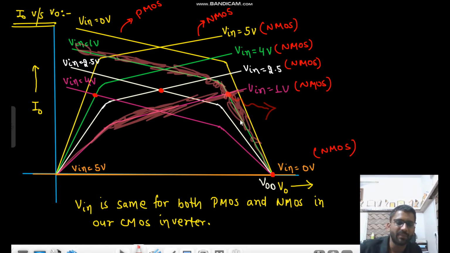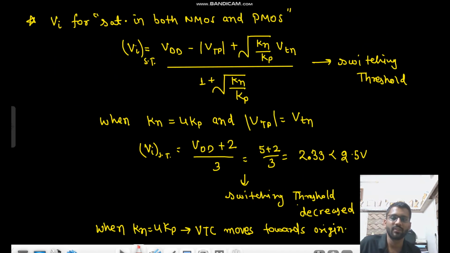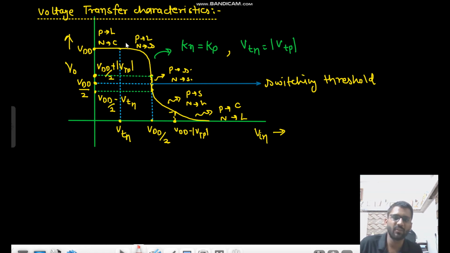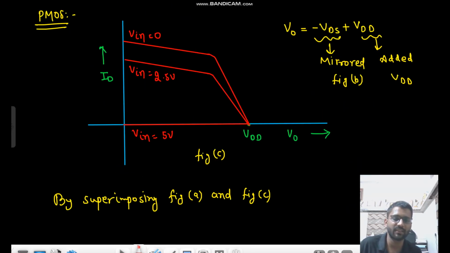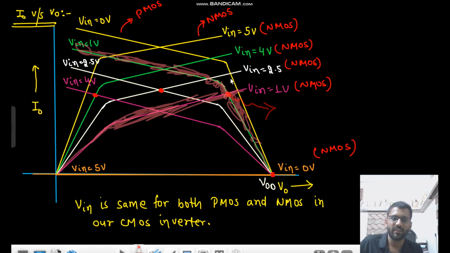This is for PMOS. The PMOS is in linear region and the NMOS is in saturation region when V was 1 volt. Just go to the curve. Here in the characteristics, you can see that this is the point where both of the curves are cutting, right? The green one is PMOS curve. So it is in linear region, right?